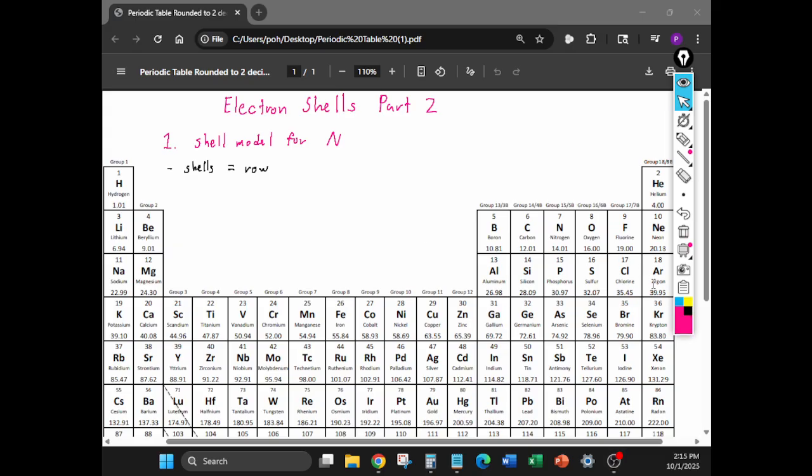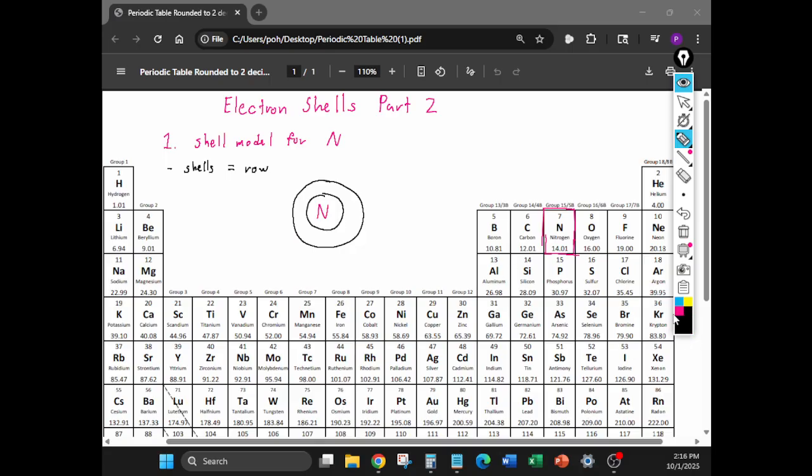Alright, so let's take a look at nitrogen. Nitrogen is right over here. If you look on your periodic table, it's number 7. And if you look, it is on the second row, right? It's on row number 2. And so that means for your shell model, we're going to write N, and we're going to draw 2 circles around it. It has 2 shells. So the number of shells is equal to the row.